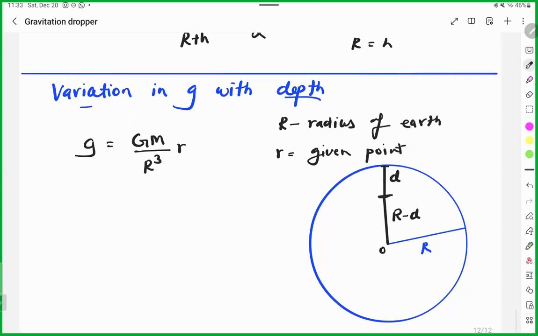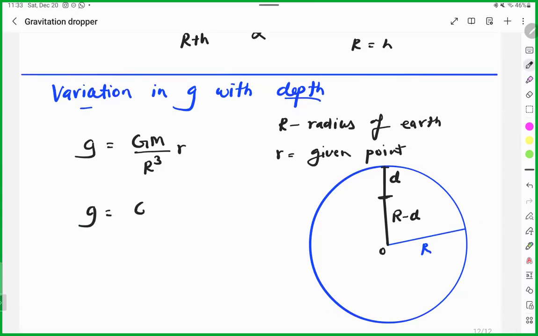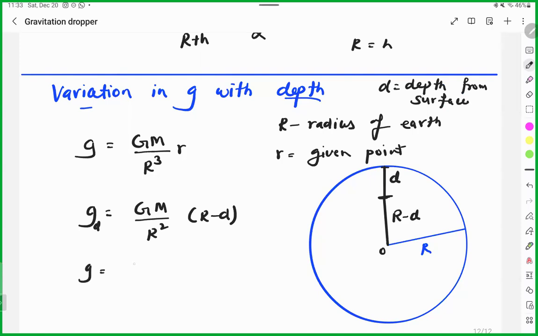So, if you know this, can I say your g value will be equal to GM by R cube times (R minus d), where d is the depth from the surface? Correct? And what will be the value at the surface? The normal g value we know is equal to GM by R square. Correct?